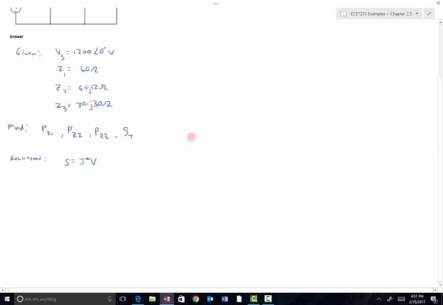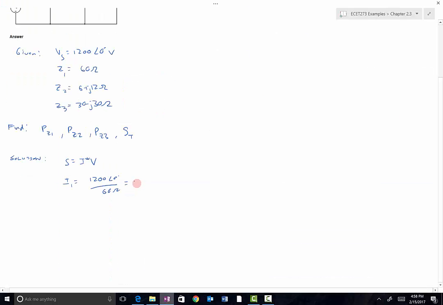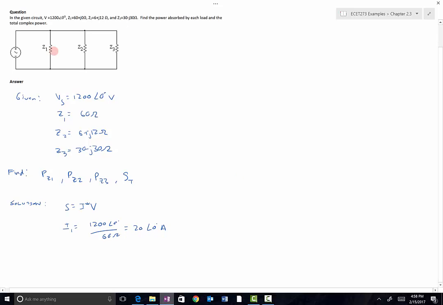I1 is going to be equal to 1200 at angle 0 divided by 60 ohms. It's going to be 20 angle 0 amps. Since that first branch is purely resistive, voltage and current have to be in phase.